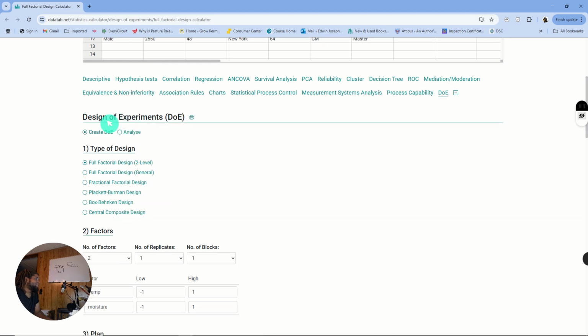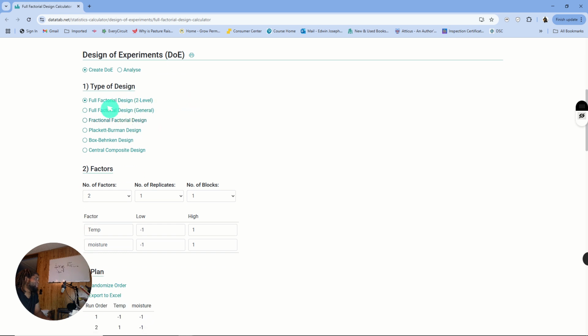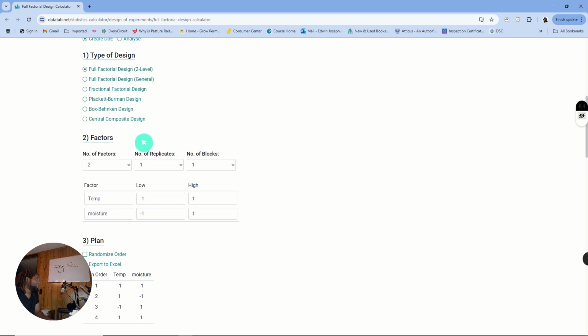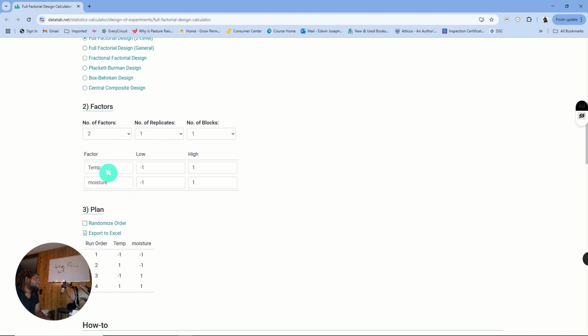I have it design one of these factorial diagrams, and I'm going to design the experiment. Now it's going to create the experiment. I'm going to have a full factorial, which is considered at two levels. That's your high and low, on and off. So we have the number of factors and the number of replicates. I'm just going to keep both of those at one, and then you see here the high and low.